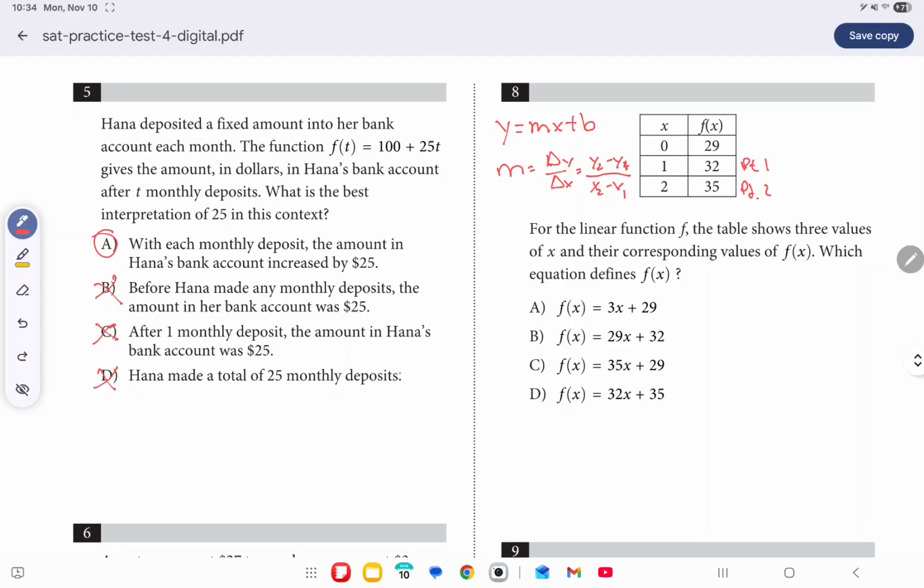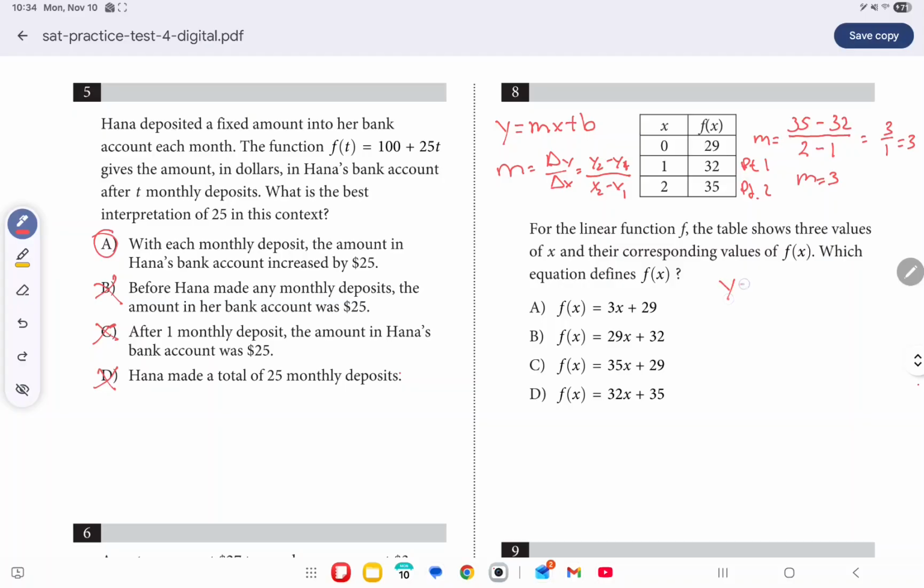So our formula says take y2. So this is our y value, 35. Subtract from it the other y value, and divide it by the one x value minus the other x value, which is going to give me 3 over 1, or 3. So m is equal to 3.